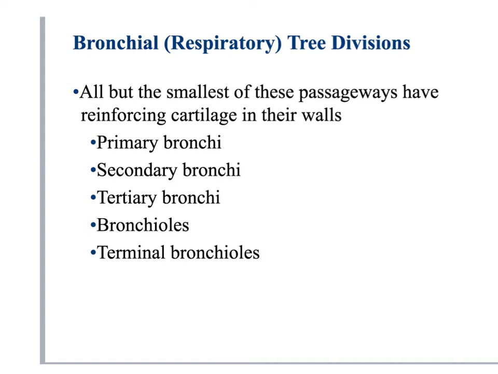So primary, secondary, tertiary, bronchioles, eventually down to terminal bronchioles. Terminal bronchioles are the end point of the conducting zone. And then we move into what we call respiratory bronchioles, and alveolar ducts, eventually down to alveolar sacs.